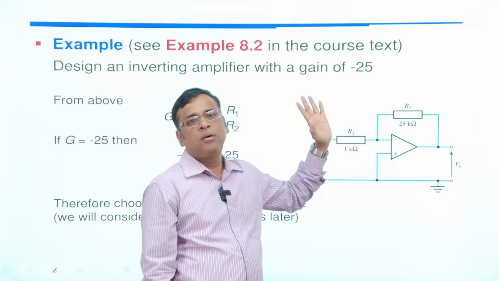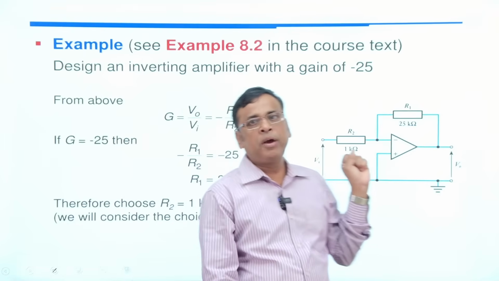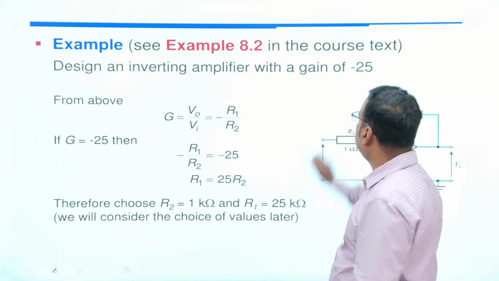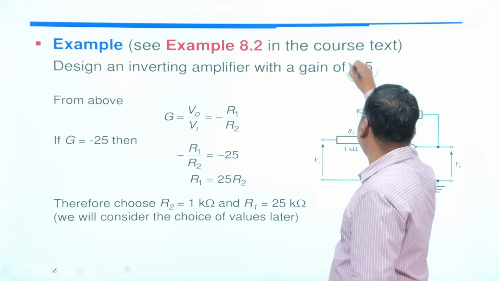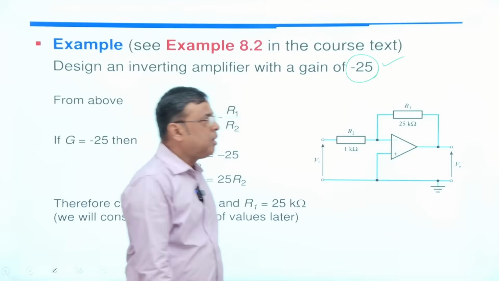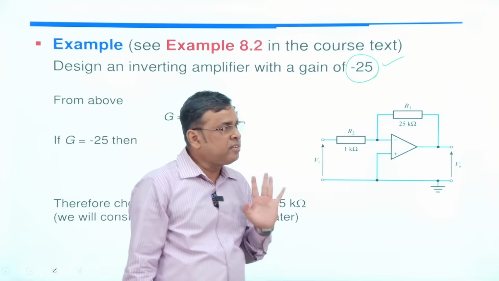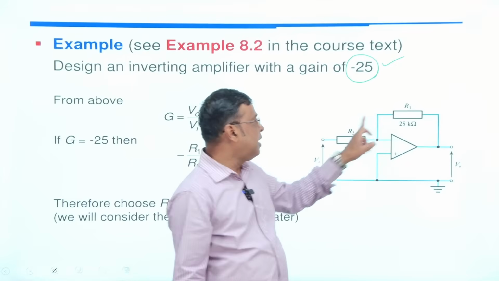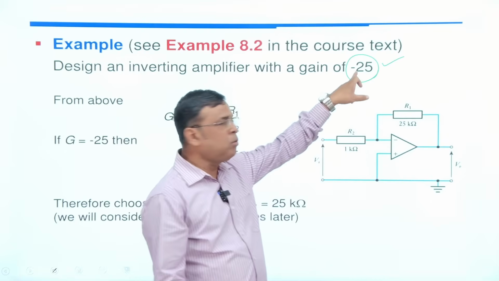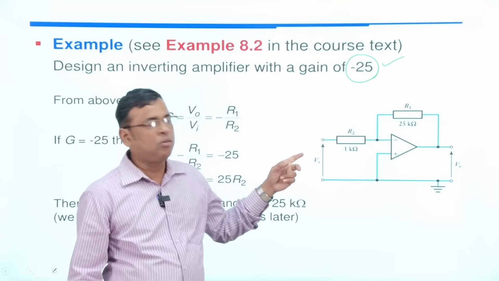You have to design the inverting amplifier. As far as design is concerned, you have to find the value of resistance R1 and the value of resistor R2. Only the gain, minus 25, is given. To design the inverting operational amplifier, two resistances are required: the feedback resistor and the input resistor. According to your gain, you have to design what will be the value of R1 and what will be the value of R2.